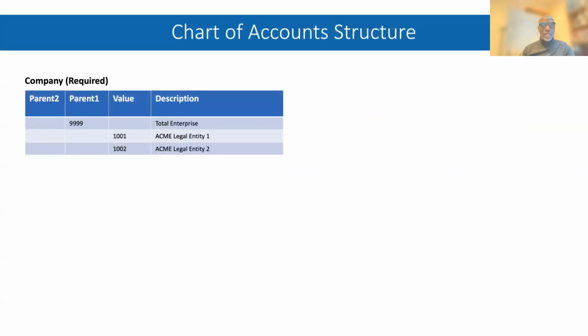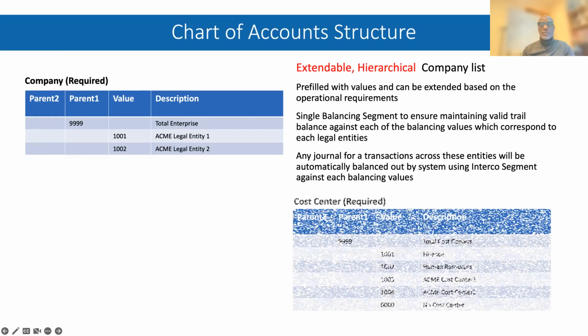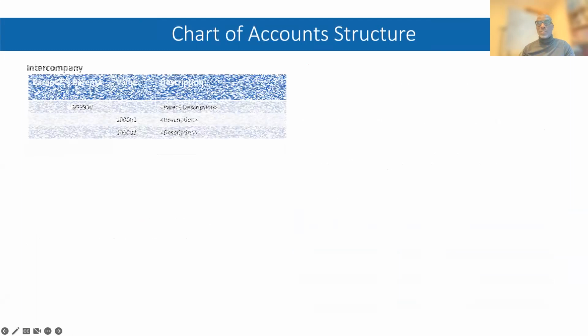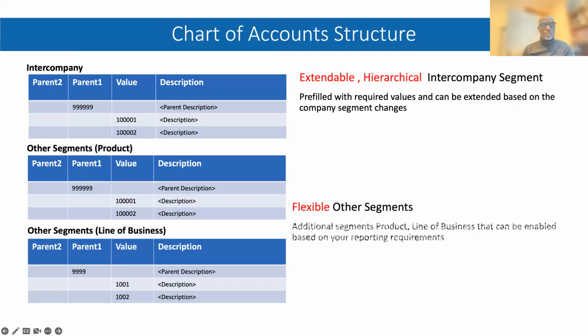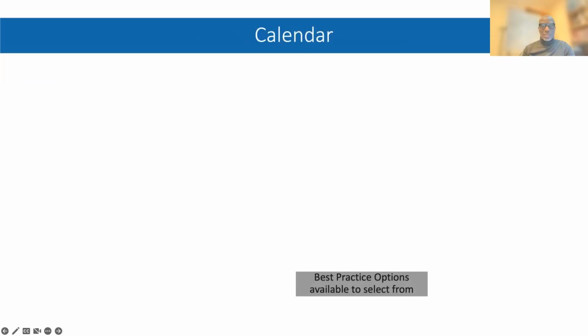And then we have the company structure. Again, each of the legal entities will be values within the structure of the company. And then we have our intercompany segment, product segment, and also the line of business and spare segment.